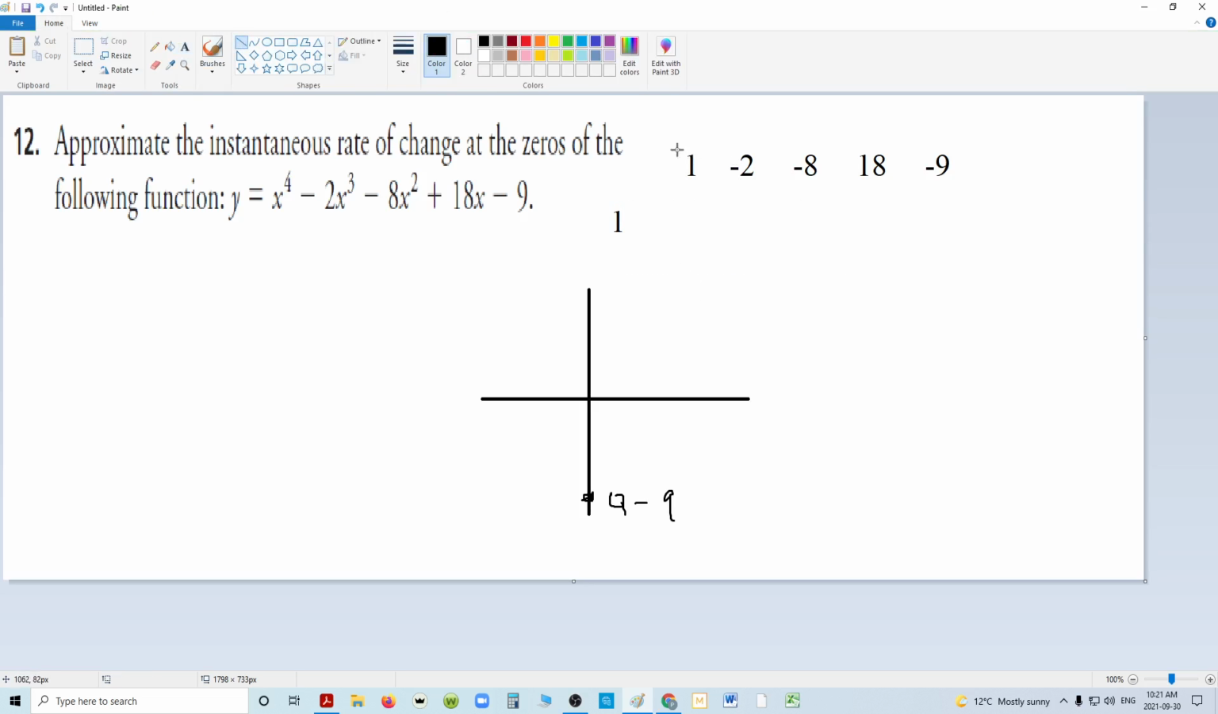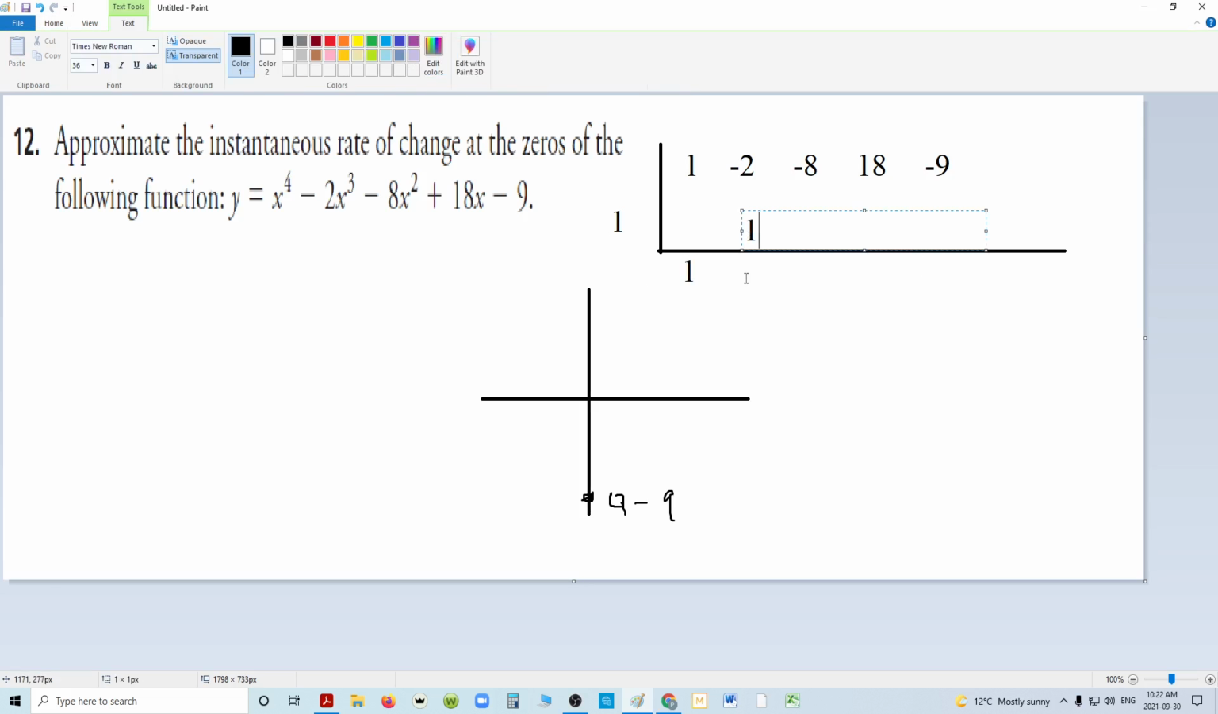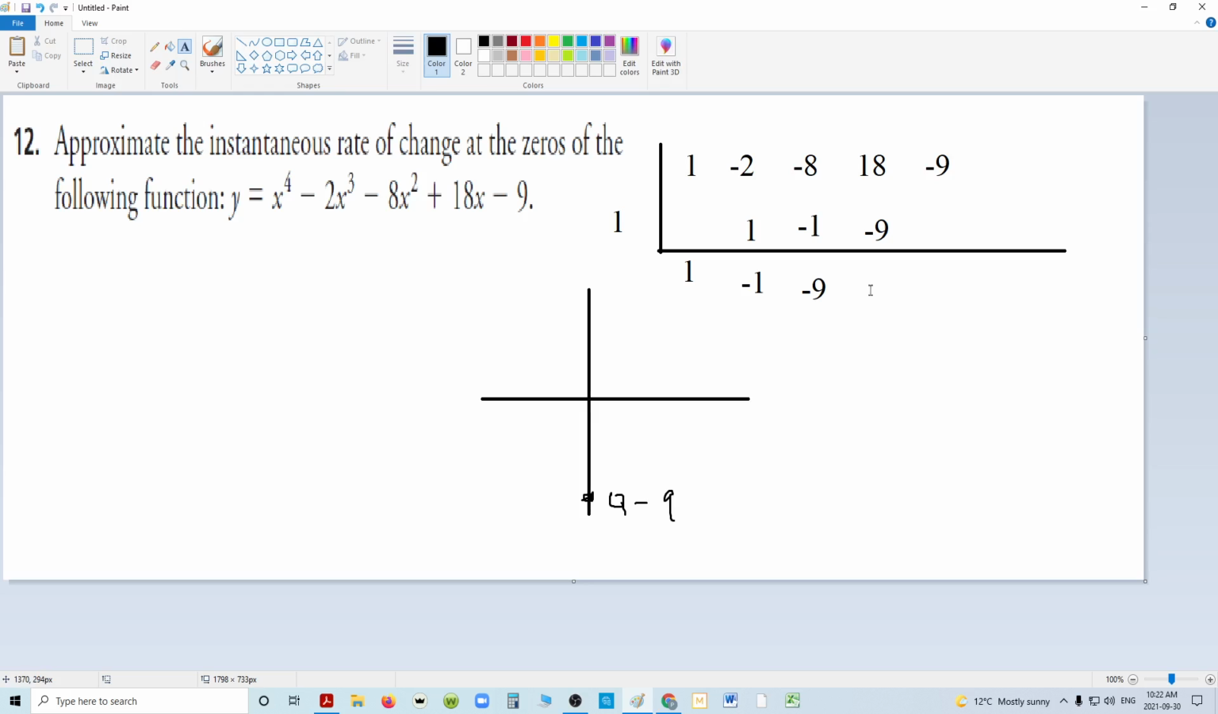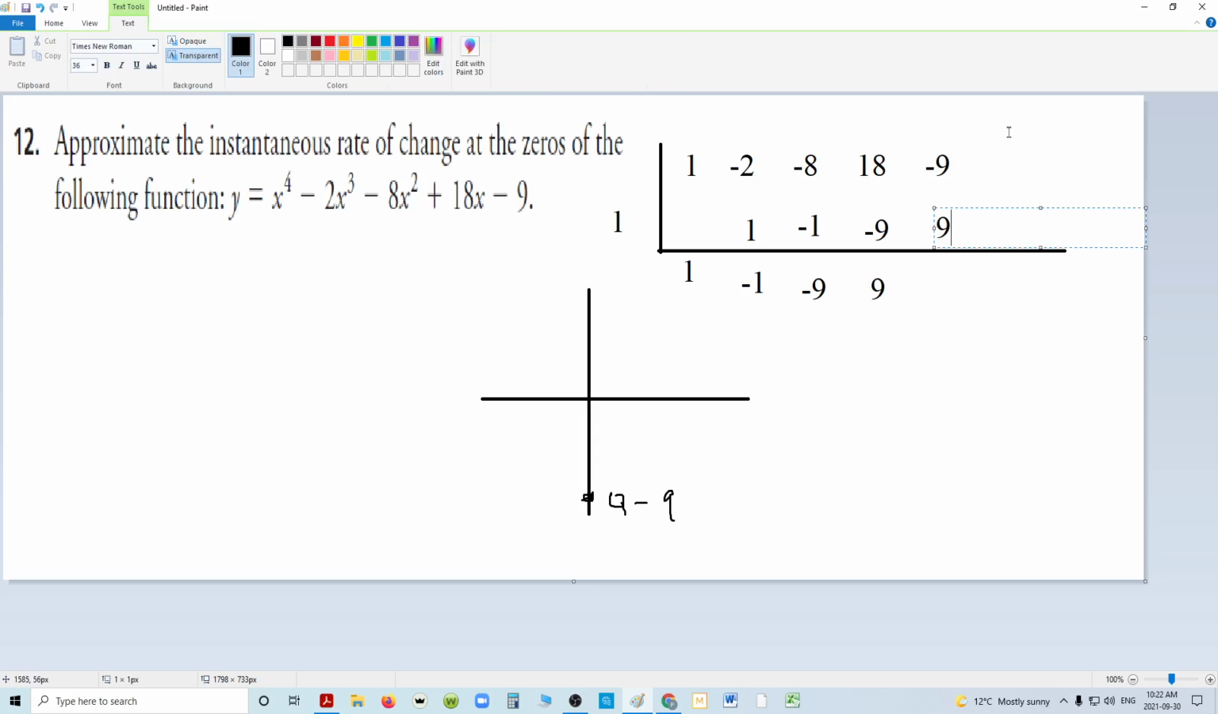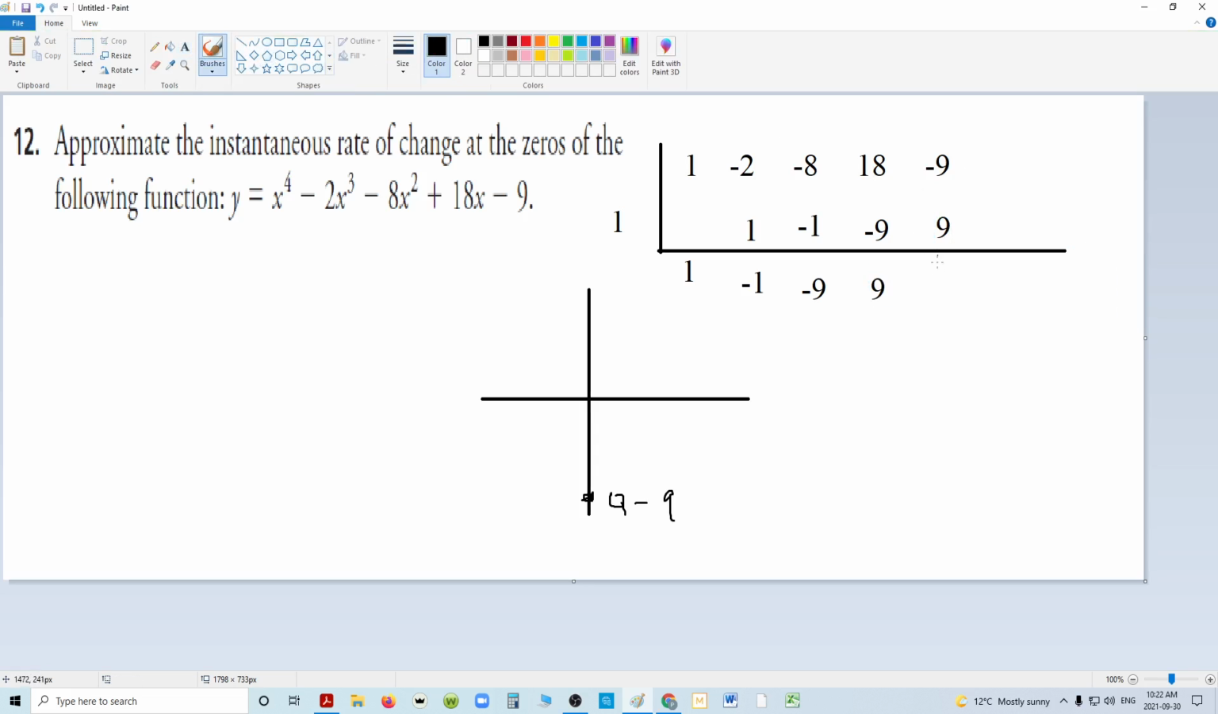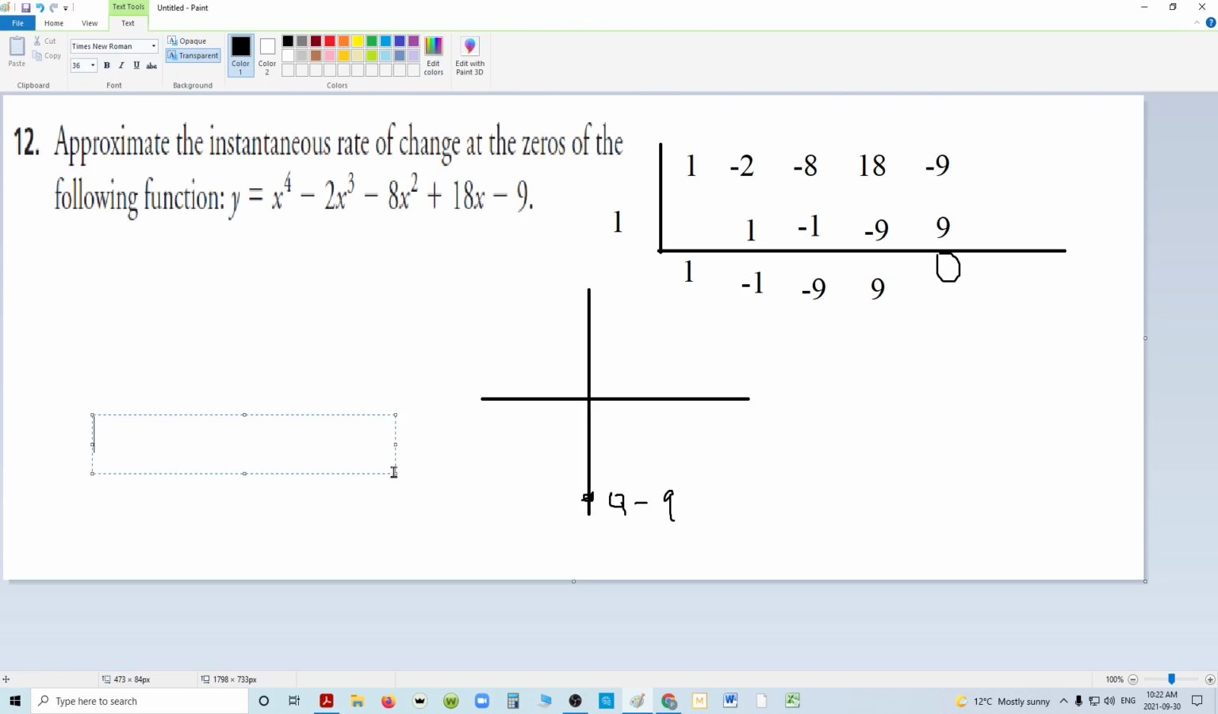Synthetic division is the same thing over and over again. So we drop the 1, we multiply it by 1, we add it to the minus 2, we multiply that minus 1 by 1, we add it to the minus 8, we multiply that by 1, we add that to the 18, we multiply that by 1, and when we add it to the number, if we get 0, it's a factor. Well, it is 0. So that means x minus 1 is a factor.